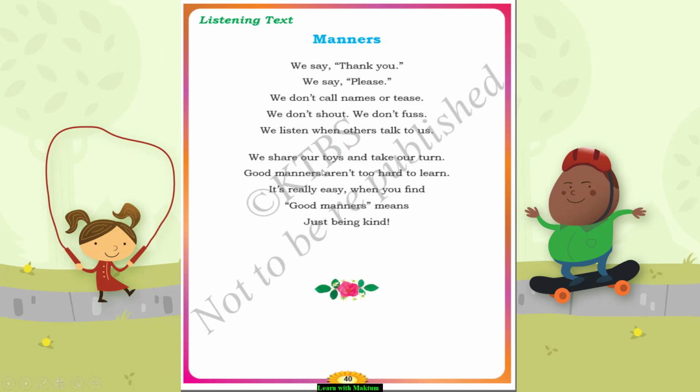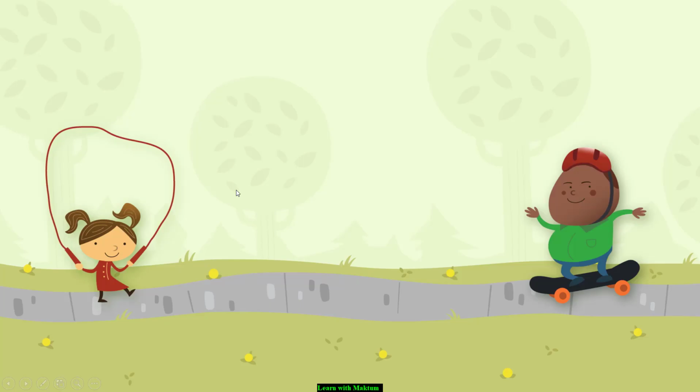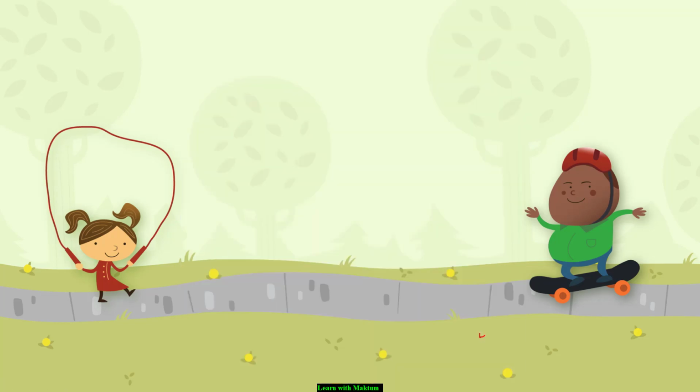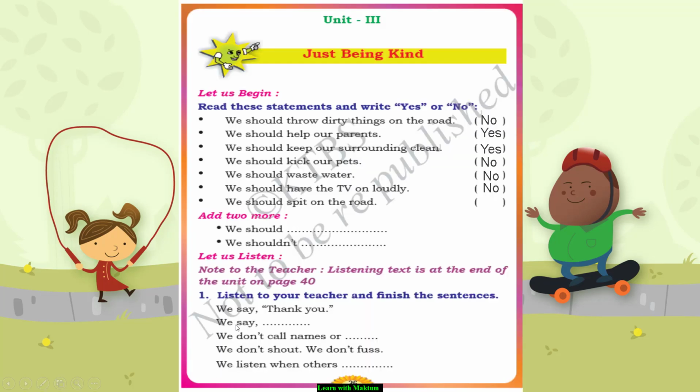We share our toys and take our turn. Good manners are not too hard to learn. It's really easy when you find good manners means just being kind. Okay, so it's the same poem they have given in the beginning. Yeah, here. We say thank you, we say please. The same poem you have to write here. Wherever the underlined word is there, you have to write that missing word here.